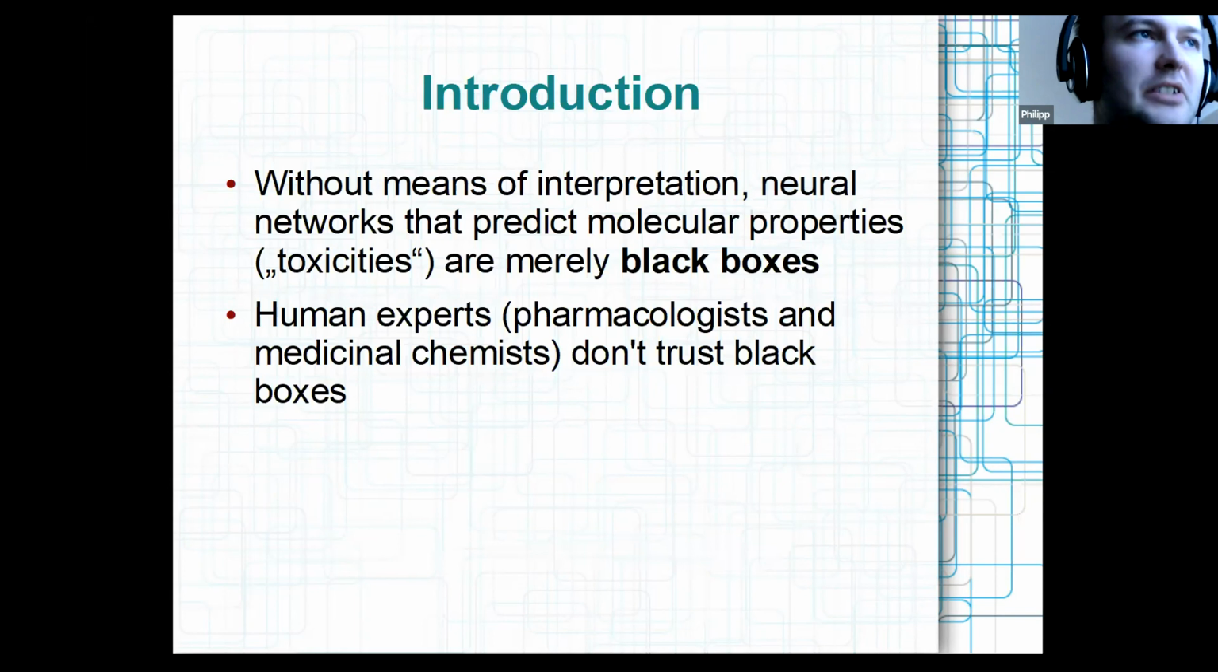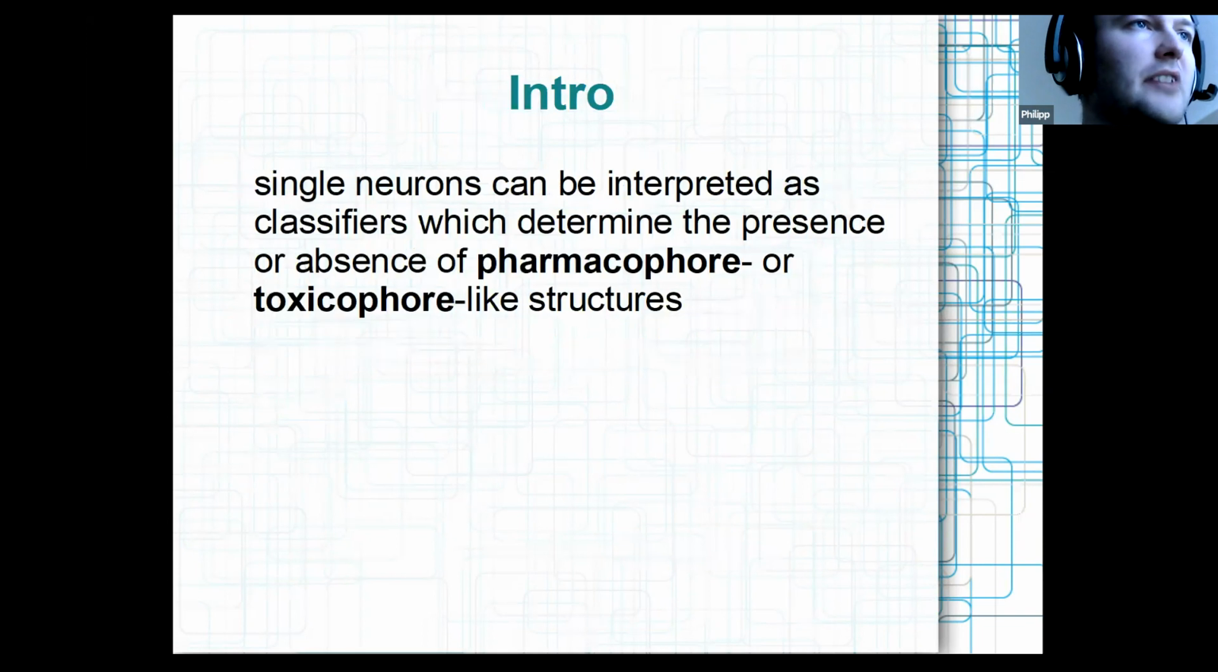Especially in this context, where we want to predict toxicities, whether a molecule or a drug is toxic or not, you would want some interpretability, especially since you could implement these systems as recommender systems or decision support systems for human experts. These experts are pharmacologists or medicinal chemists, and they definitely don't trust black boxes. I can certainly understand why. I would do exactly the same thing, especially with the high stakes here.